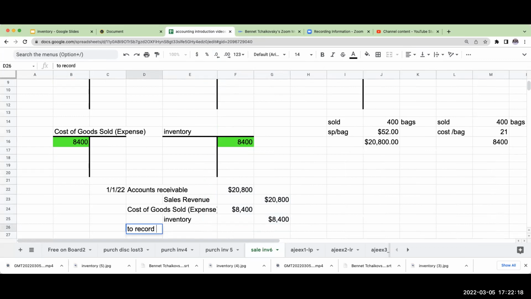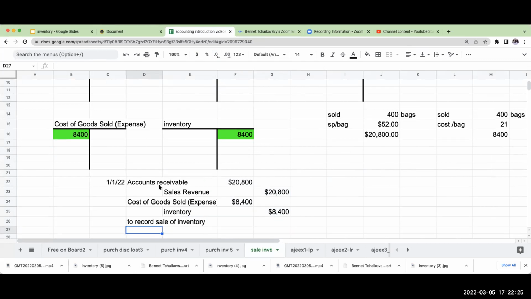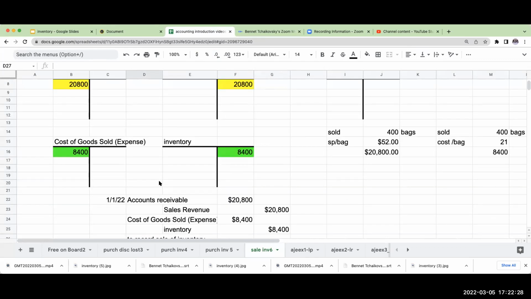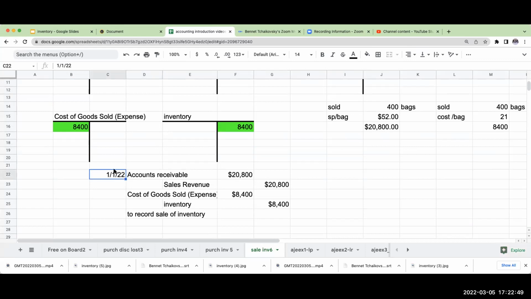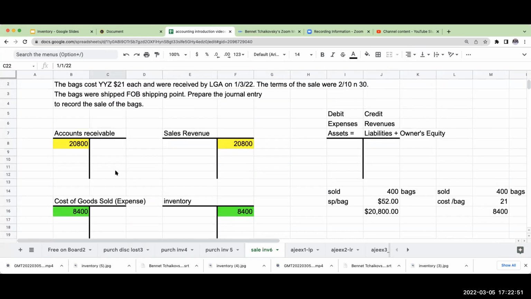Okay, so this is to record the sale of inventory. Right over here, this is the journal entry. It never changes, so we want to make sure we memorize this. My accounts receivable, I'm showing as a debit. Sales revenue, I'm crediting. Again, this is how we record an inventory sale on account. I'm using the date of January 1st because if it was shipped FOB shipping point, or free on board shipping point, this is when I make that sale.